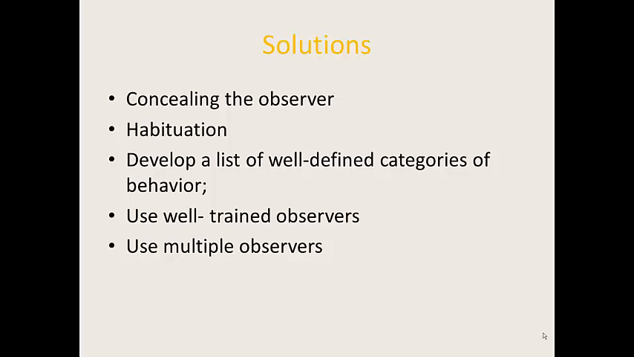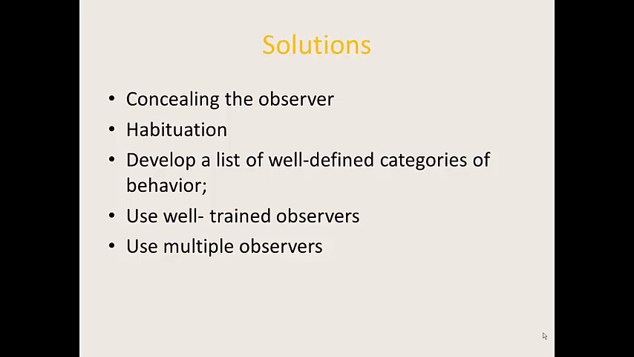One is concealing the observer, like using a one-way mirror or hidden camera. Another way is habituation, which means you go in the environment for a few days or even a few weeks, so the participants get used to your presence, and then you start your observation.